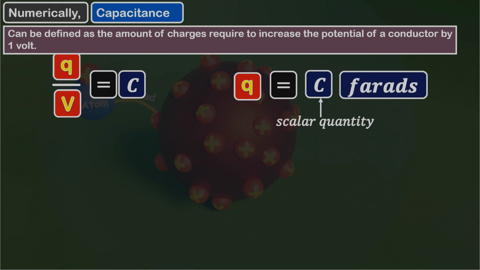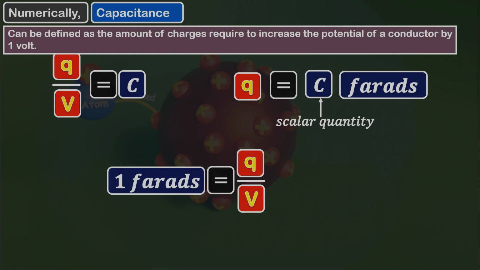Now, at last, let's understand 1 farad of capacitance. We have just seen that capacitance C can be written as Q divided by V. So, 1 farad of capacitance for a conductor is achieved when increasing the potential by 1 volt requires 1 coulomb of charge. You can think of 1 farad of capacitance simply as 1 coulomb per volt.